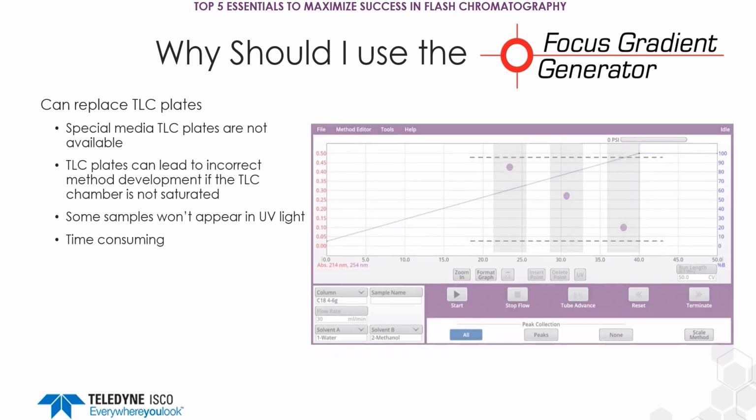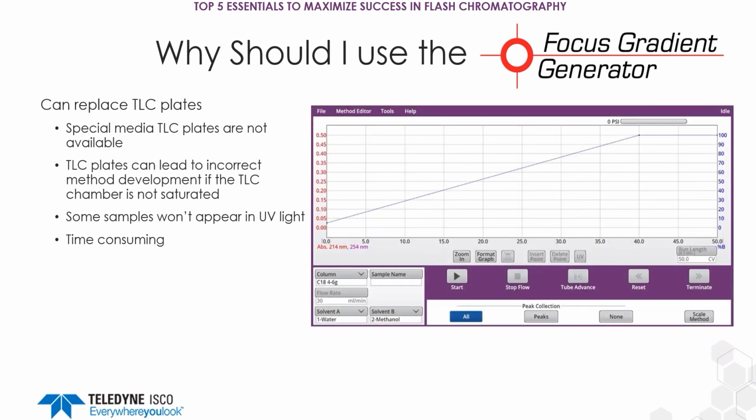So this is where the focus generator comes in. You are going to run a gradient from 5 to 100% of your strong solvent, and you're going to look for where your compound elutes within that gradient. So you can already see how your compound is going to interact with your stationary phase and your mobile phase, and you're going to see where you expect your compound of interest to elute within that strong solvent, what percent of that strong solvent your compound is going to elute in.